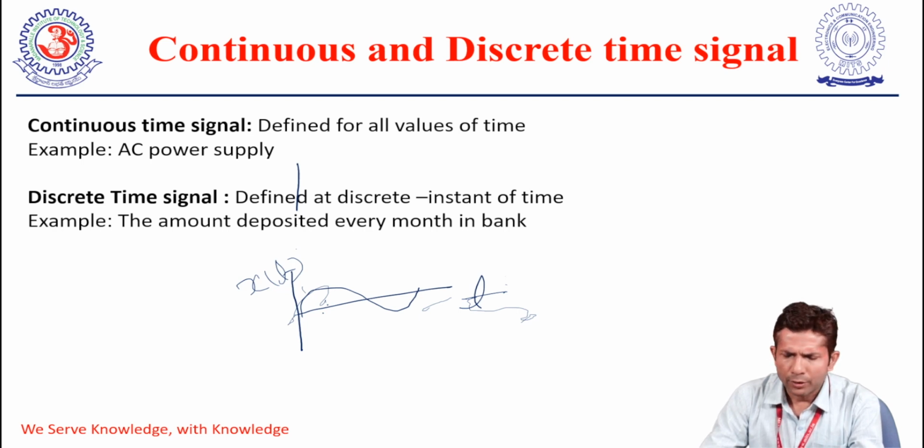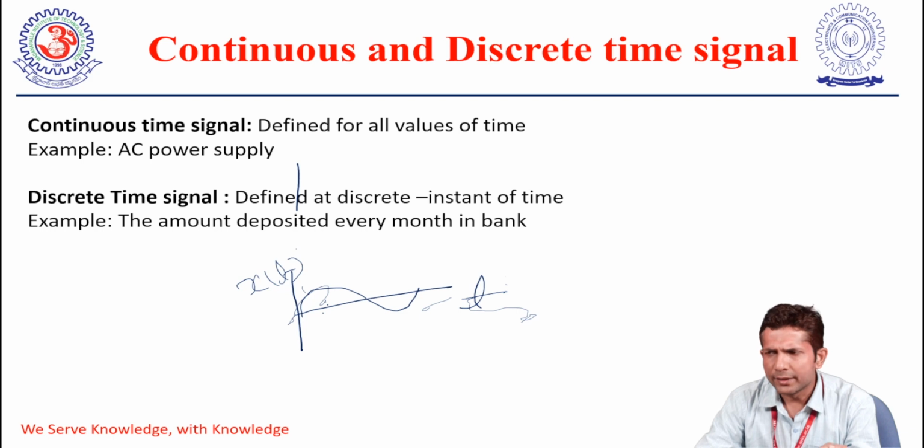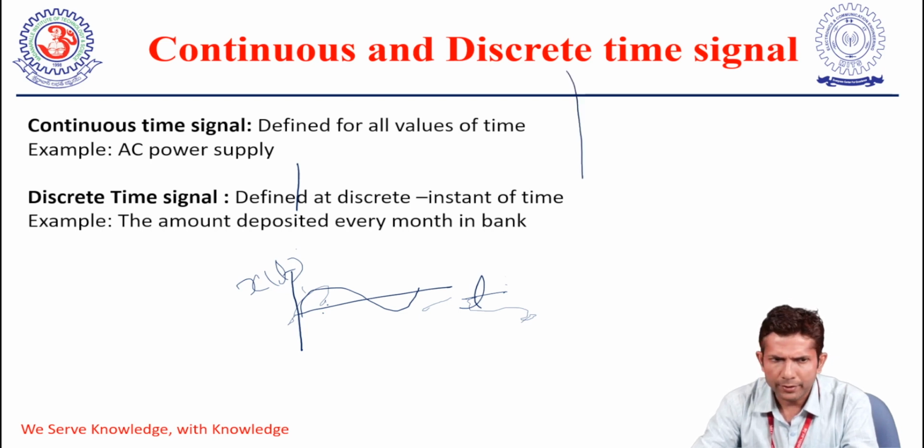Okay, now let us understand what is a discrete time signal. To understand the discrete time signal, what is the definition first? A discrete time signal is that type of signal which is defined at discrete instants of time. How can we understand the discrete time signal graphically? Let us draw here.